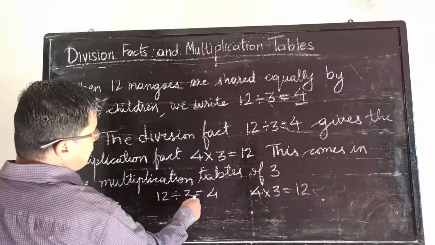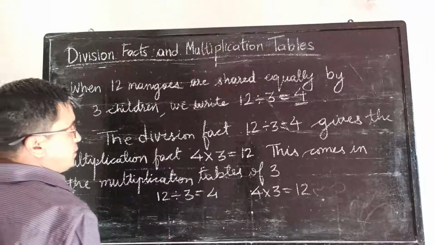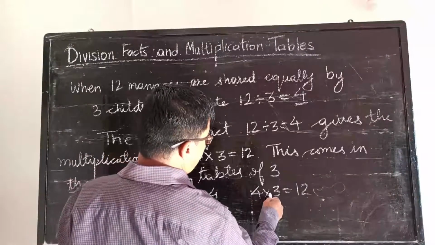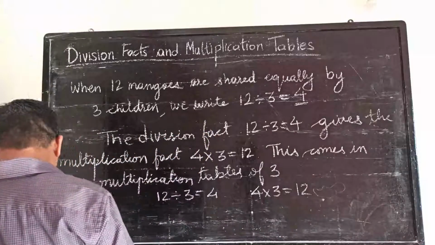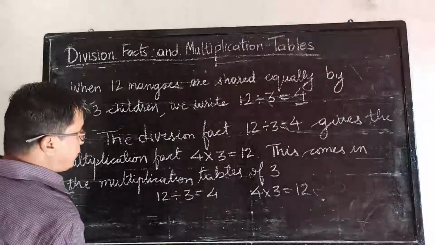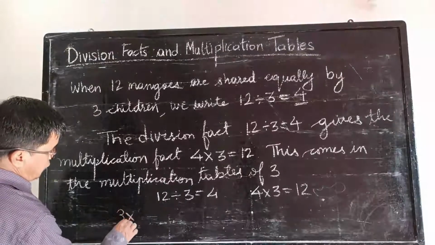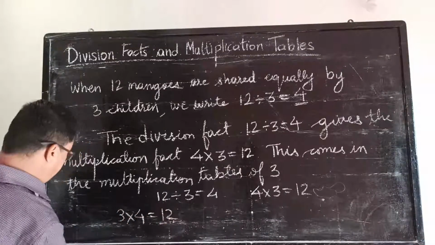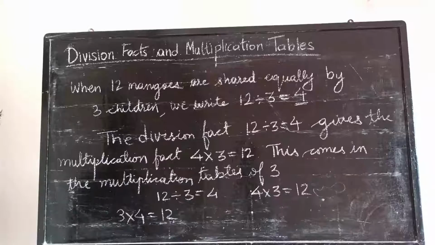So 12 divided by 3 is equal to 4 in the division fact. In the multiplication fact, 4 3s are 12. So this way, division fact and multiplication tables. Also from the division fact we can write 3 into 4 is equal to 12, and this comes in tables of 4. We can write this way also.